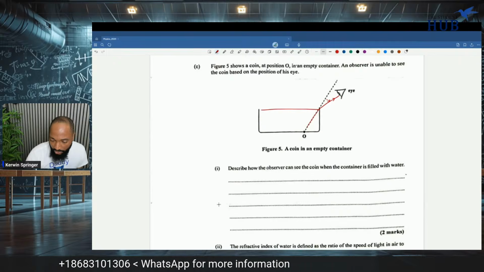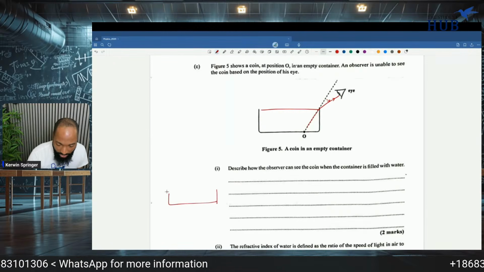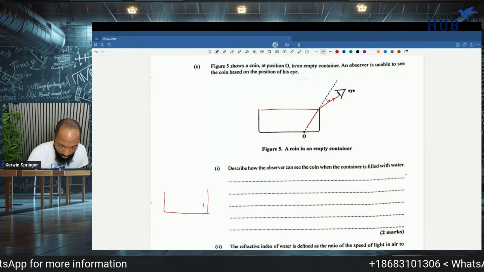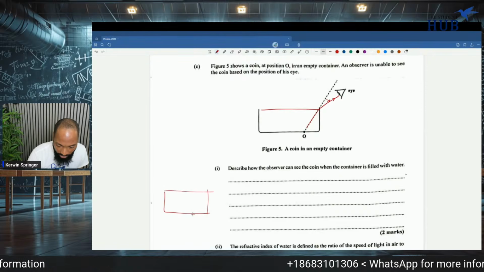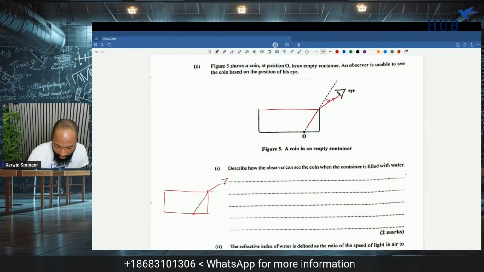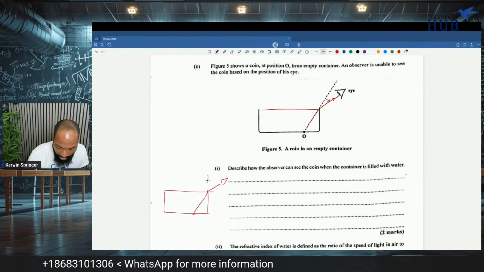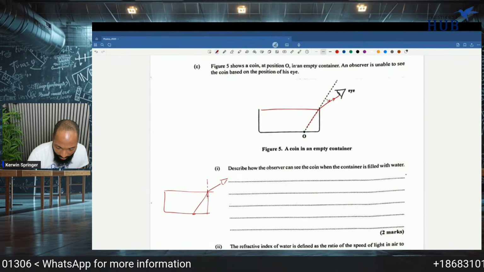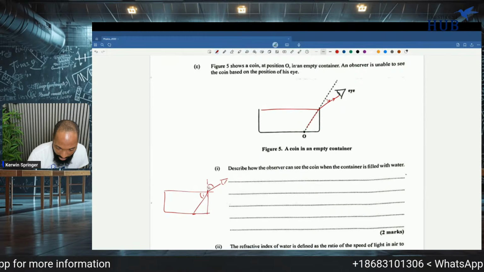So I would draw the diagram. If I draw a space there, I'll draw it here with the water, and draw back the coin, draw back the refraction, and draw back the eye, right? Draw a line here for the normal.